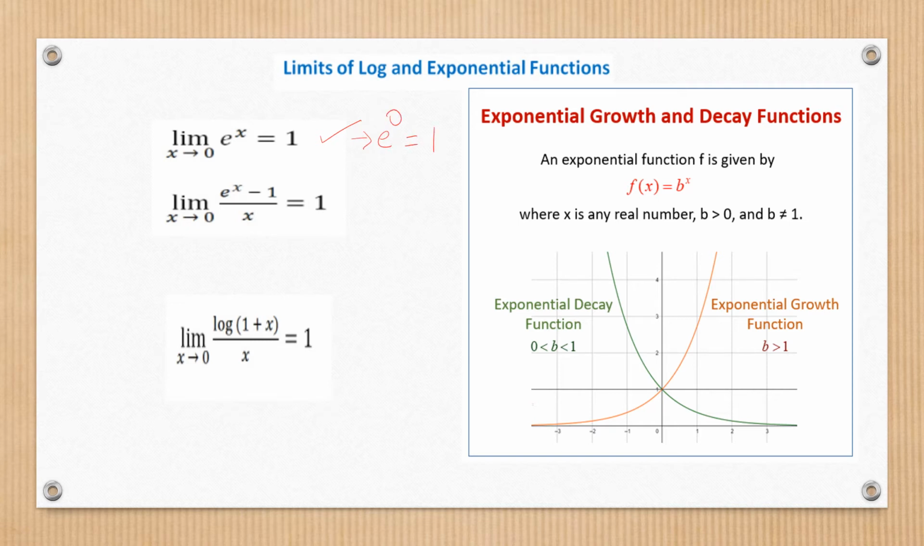And we need to observe these two formulae, that is, we need to derive how these results come: the limit of (e raised to power x minus 1) upon x is 1, and the limit of log of (1 plus x) upon x is equal to 1. So let us derive the first formula, that is, prove that limit x approaches 0 of (e raised to power x minus 1) upon x is equal to 1.